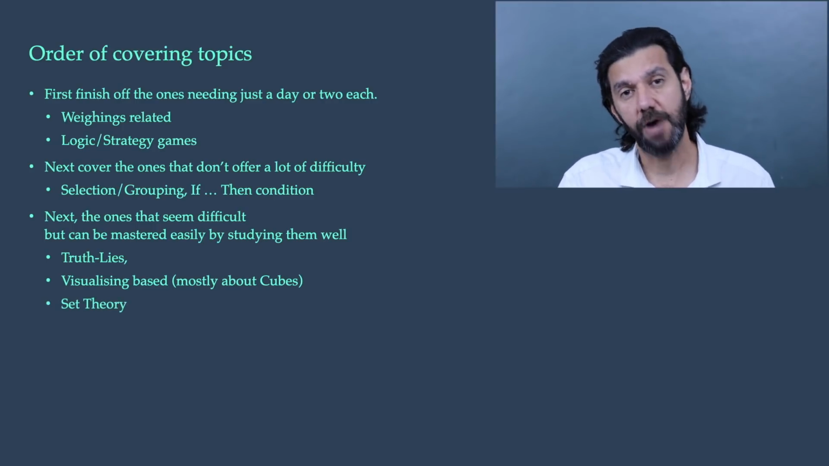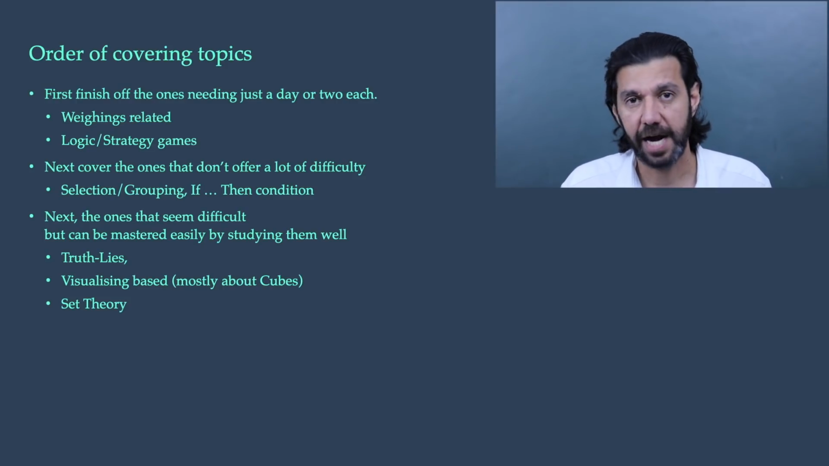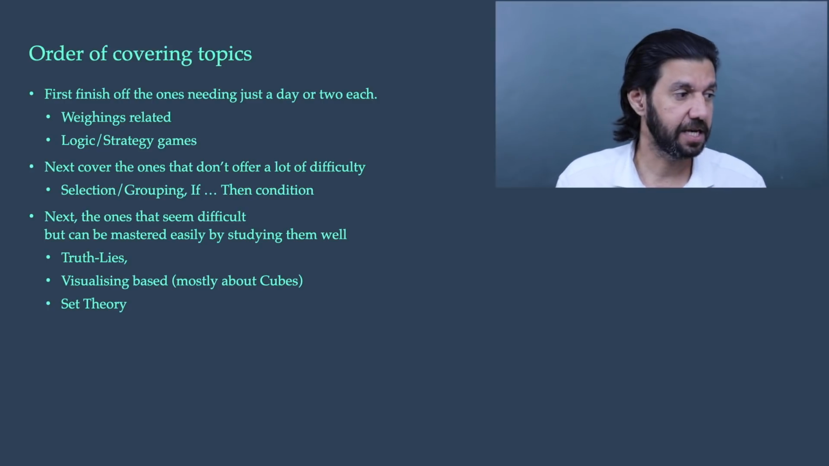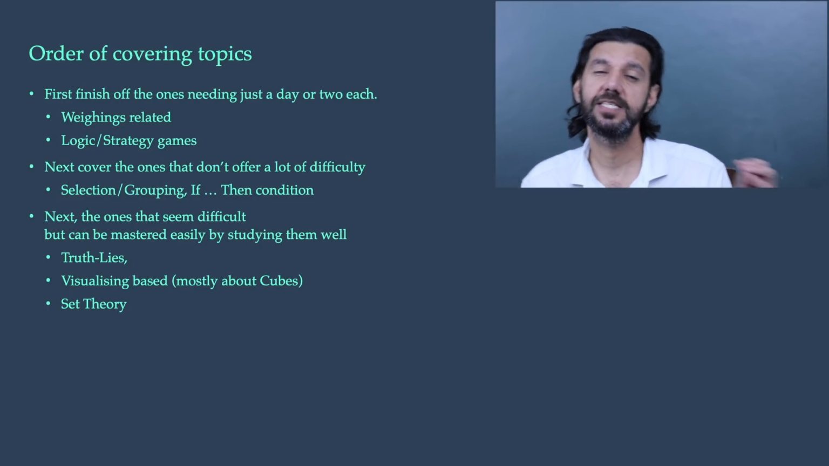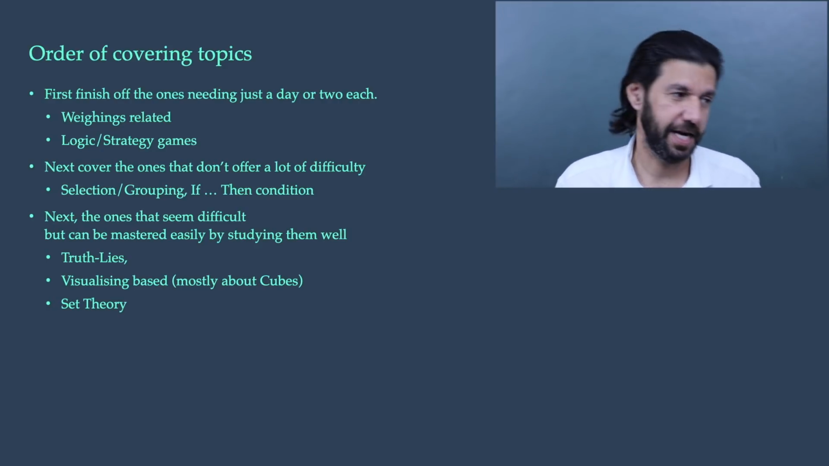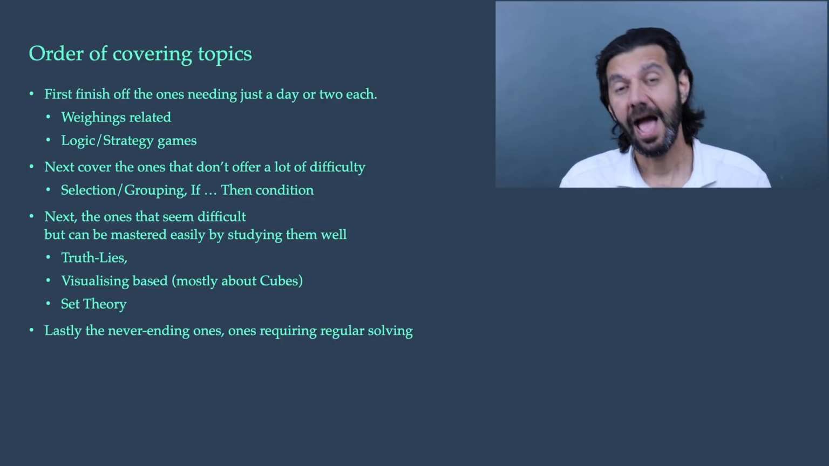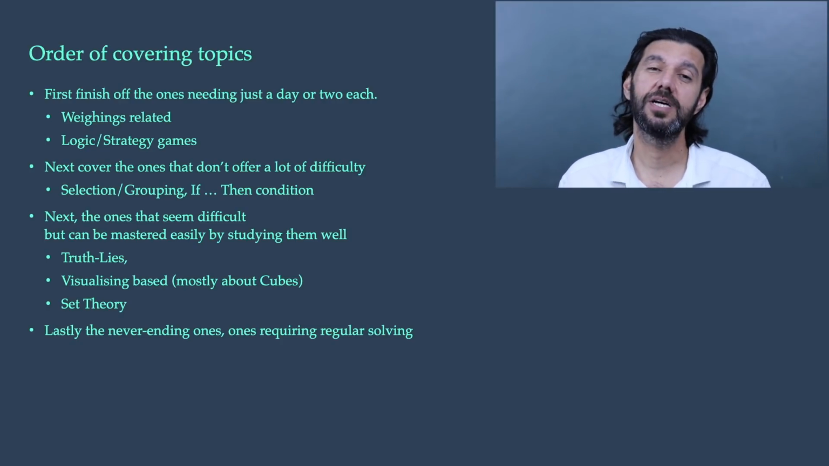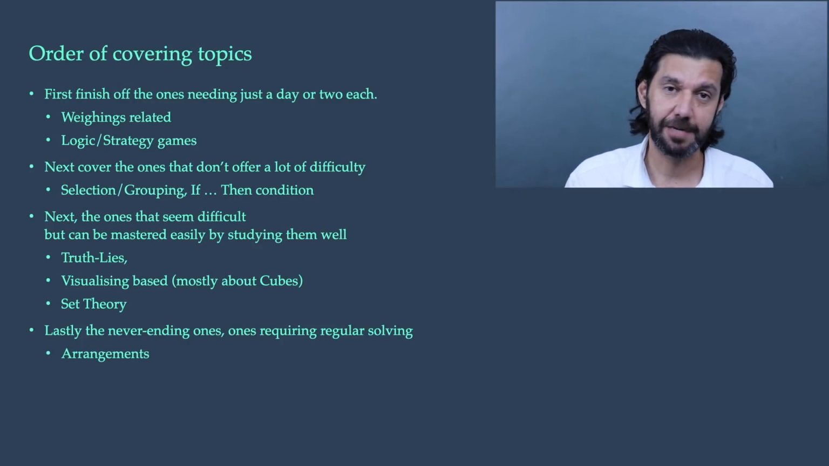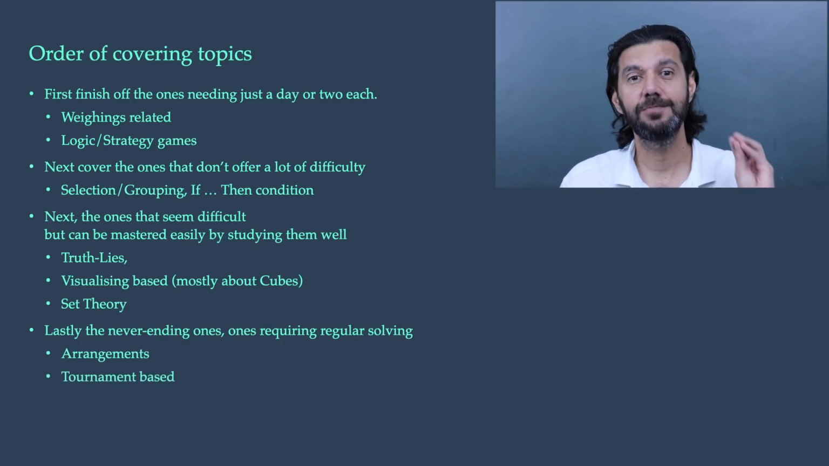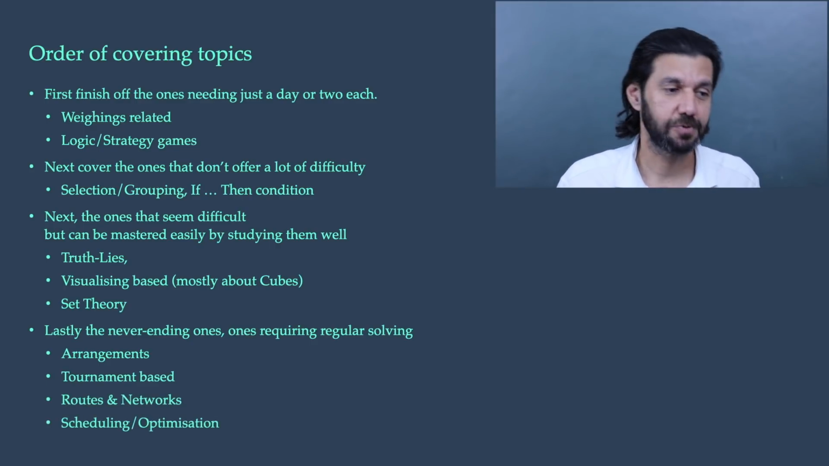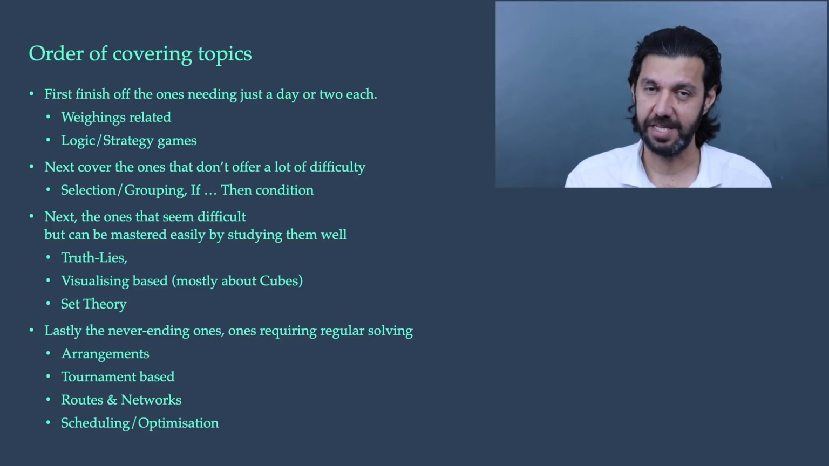Now you would have to have finished set theory in your QA part by now. These are going to take a little time: set theory will take around 4 days, visualization 2 days, truth tellers another 2 days. So you are going to spend about 8-10 days over here. Once these are done, then you can come to the never-ending ones. The biggest part there is arrangement. After arrangement, there is tournament. After tournaments, you have routes, networks, scheduling, optimizing, all of these.